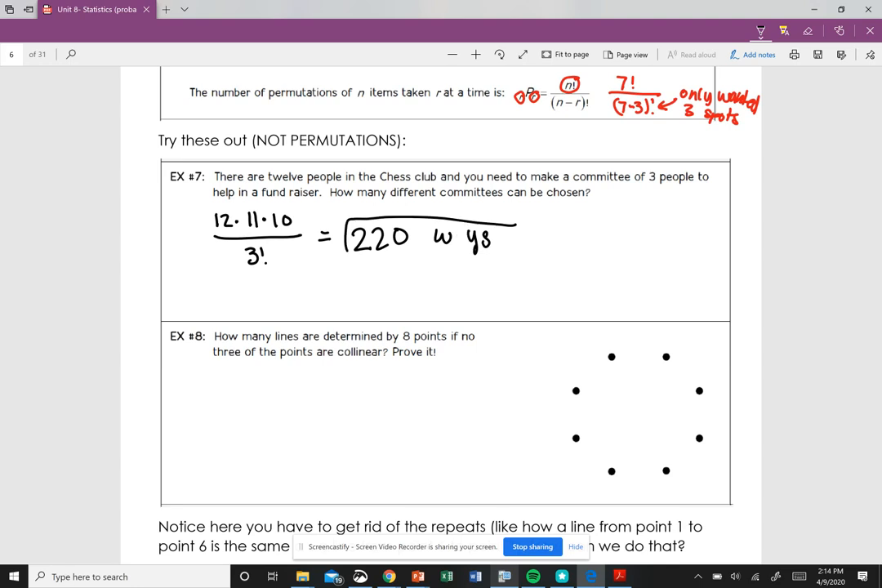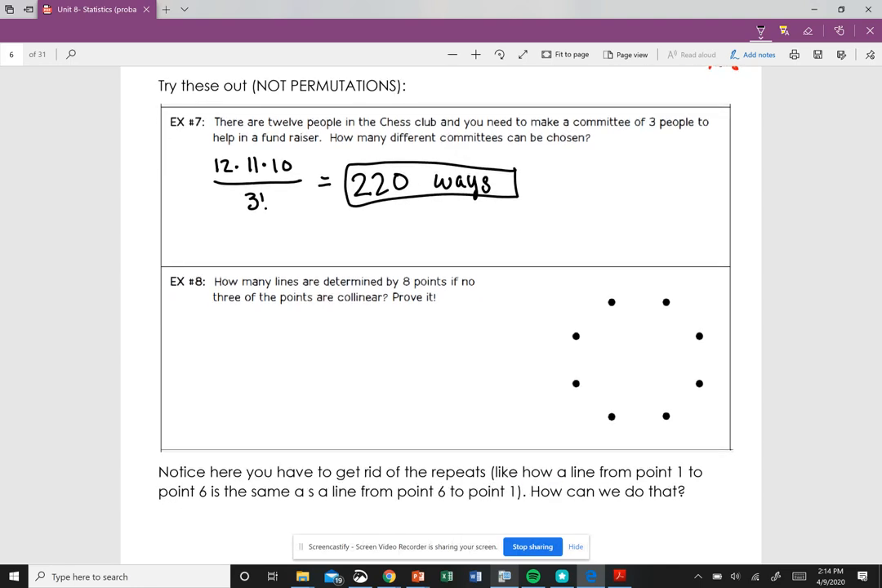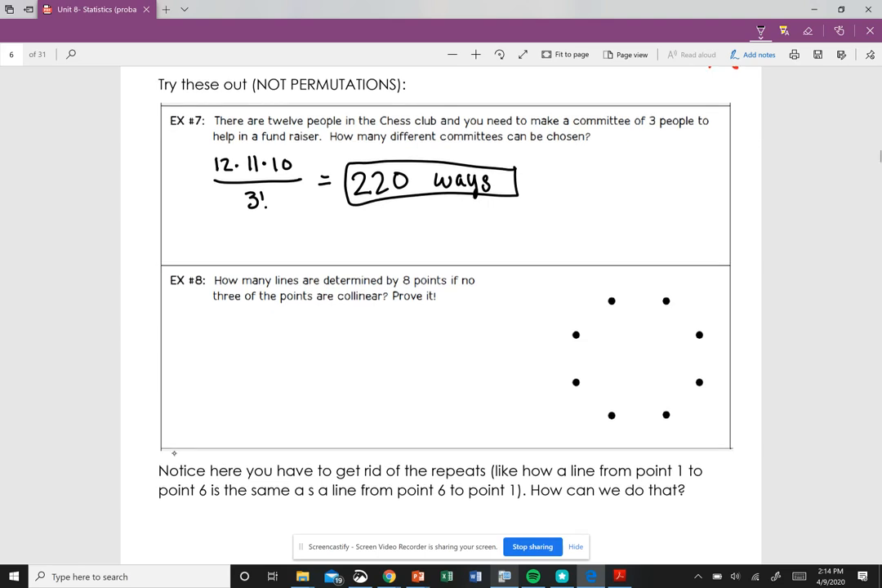That's cool. All right. So the next one says, how many lines are determined by 8 points if no 3 of the points are collinear? In other words, here's our thing. So if we're at 1 point, how many lines can I draw from that 1 point? Let's see. 1, 2, 3, 4, 5, 6, 7. So there are 7 lines I can draw from that first point.